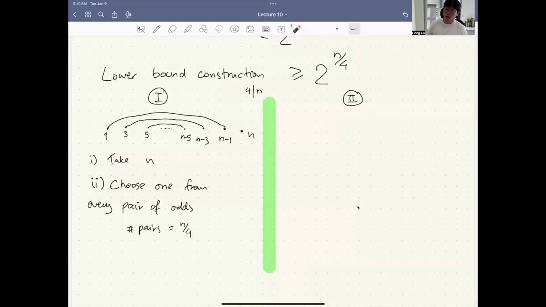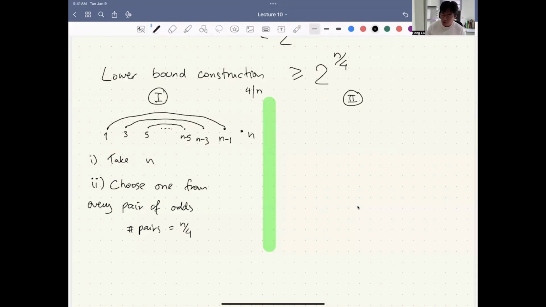You generate this many. Similar as before, some of these might not be maximal sum-free sets. You might be able to add some even numbers if it's not maximal, but the intersection with the odd numbers is saturated. You cannot add more. It's maximal in that sense. So each such extension by adding even numbers necessarily will yield distinct sum-free sets. So it's at least 2 to the n over 4.